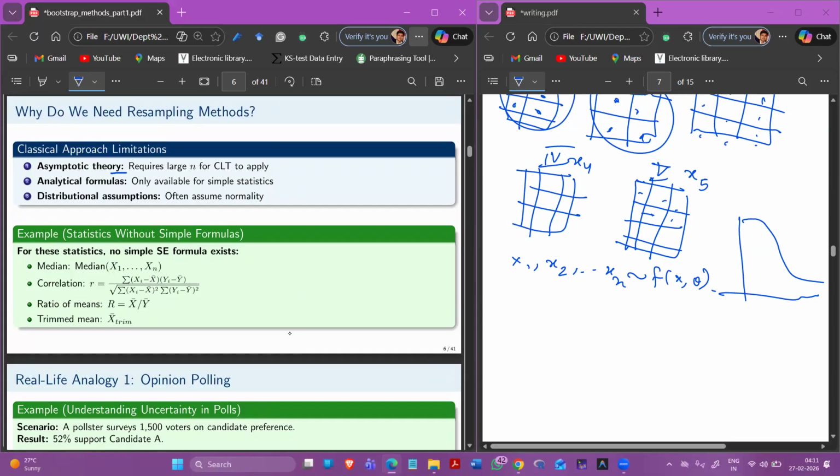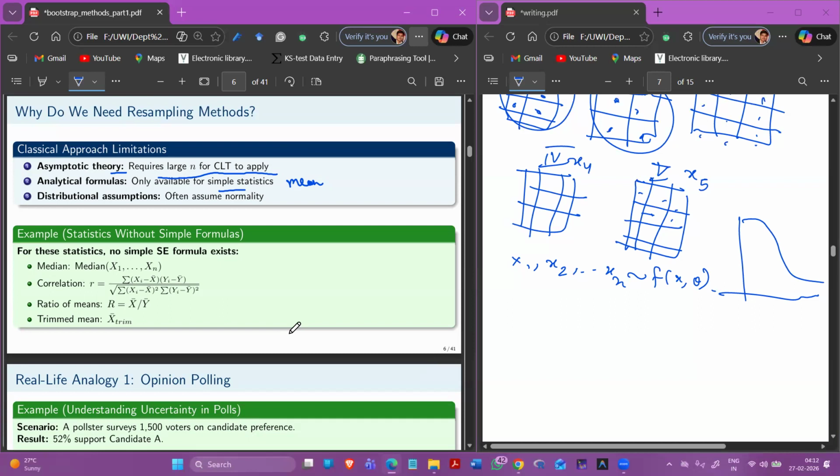Asymptotic theory is there, but it requires a large n to apply the central limit theorem. We discussed this earlier. An analytical formula is only available for simple statistics, like the mean. Basically, the sample mean is the unbiased estimate of the population mean. But do you have any estimation formula for the ratio? What is the estimator of the population ratio? Do you have that formula? We don't have that, right?